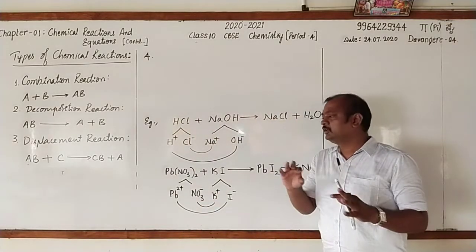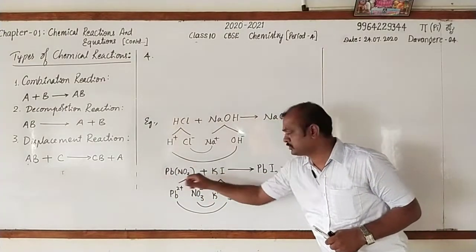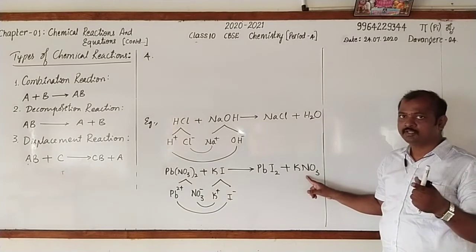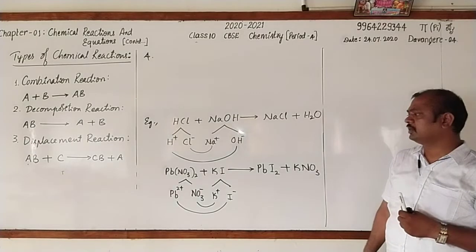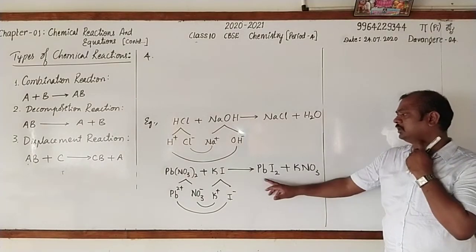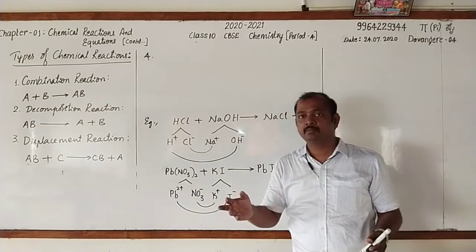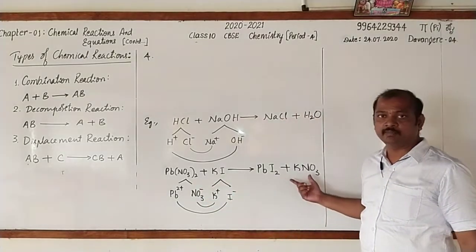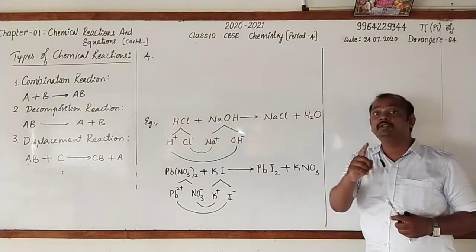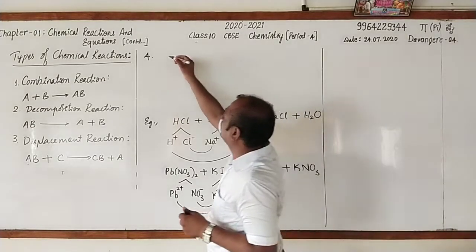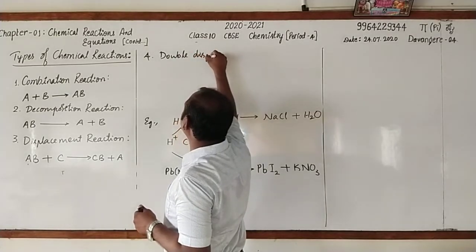Then, in general, can we say that here Pb is displaced by K to get KNO3? Is it not? Similarly, I is displaced by NO3 twice. Then we have got PbI2. Displacement is taking place now, but how many times? Two times. Hence, we can say that it is a double displacement reaction. Here I'll write the name of that. It is double displacement reaction.